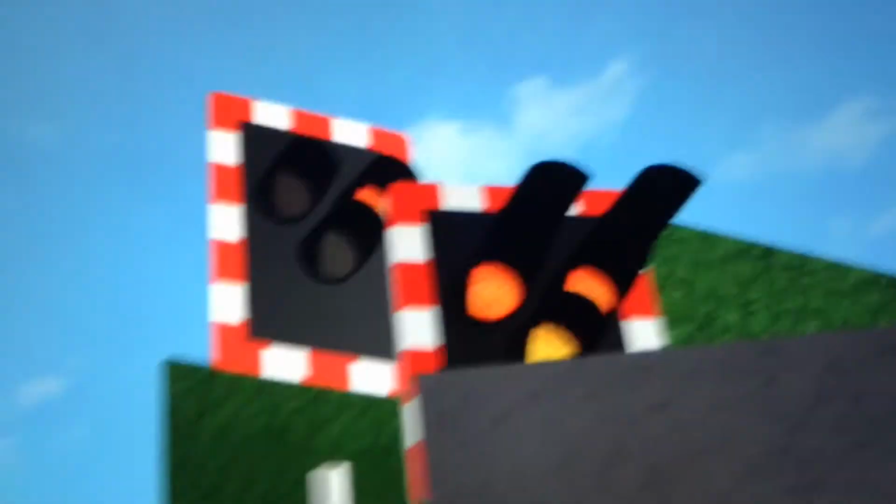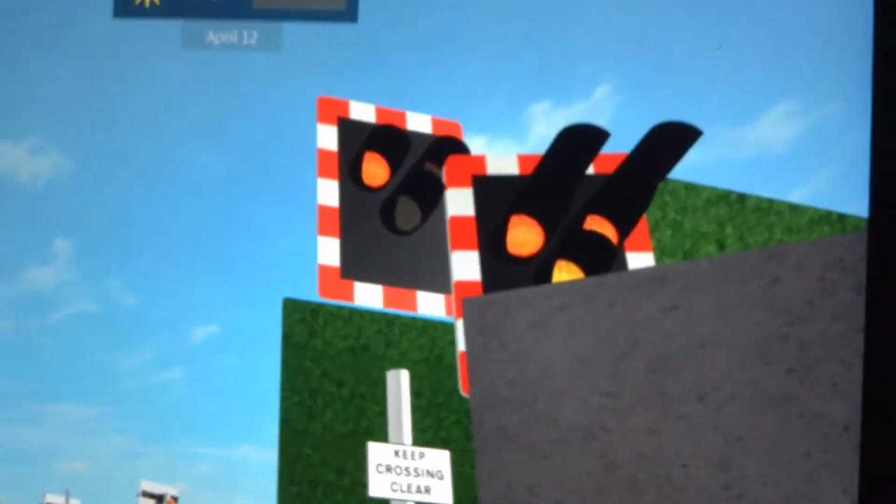I'm just making a little update video of how the level crossing's up to. And the last time I was here, that signal right here was the same. They didn't have that, and they didn't have that thing right there. Now they're doing a lot of changes.